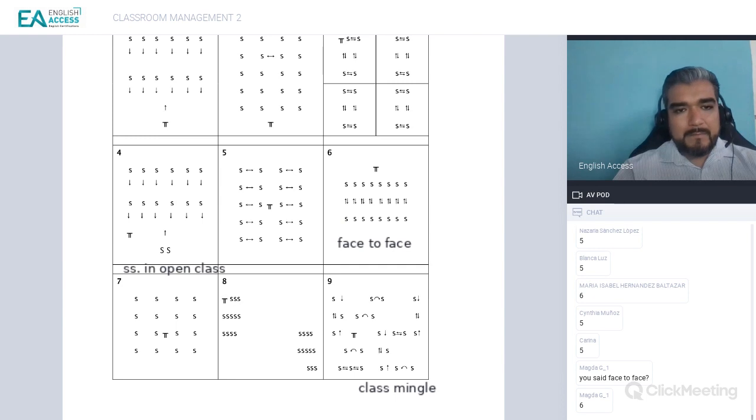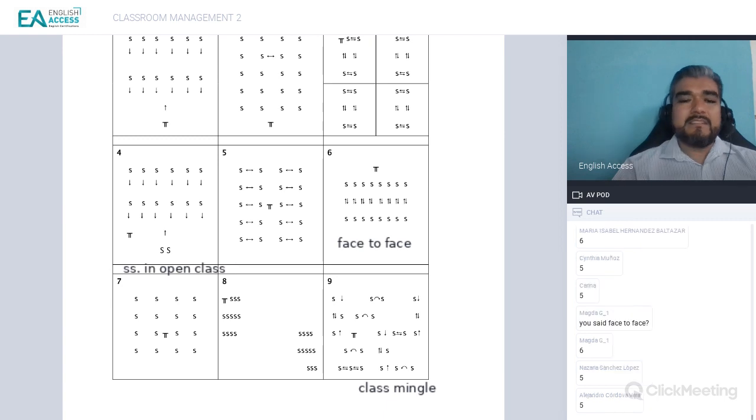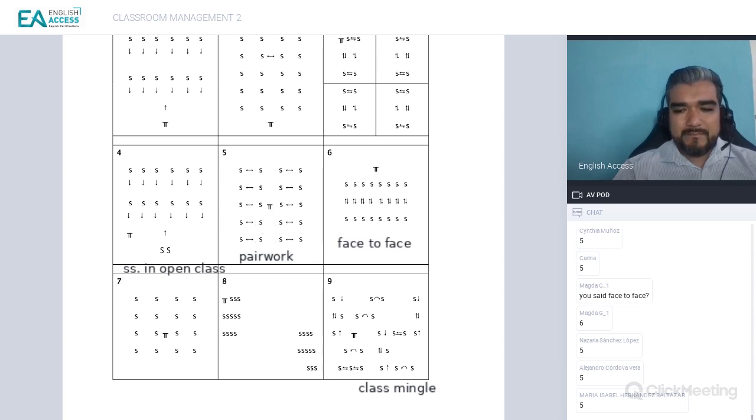Okay, let's see. Students work with a partner doing pair work. This is very easy. It is the number 5, right? The number 5 that we just did is the pair work. Okay, I'm going a little fast because we're almost done.